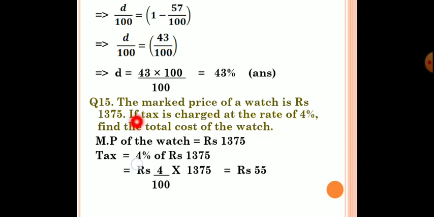Next, question number 15. The marked price of a watch is rupees 1375. If tax is charged at the rate of 4%, find the total cost of the watch. So, given is the marked price of the watch, which is rupees 1375. Tax is equal to 4% of the marked price, that is 1375. So 4 by 100 into 1375 is equal to rupees 55.